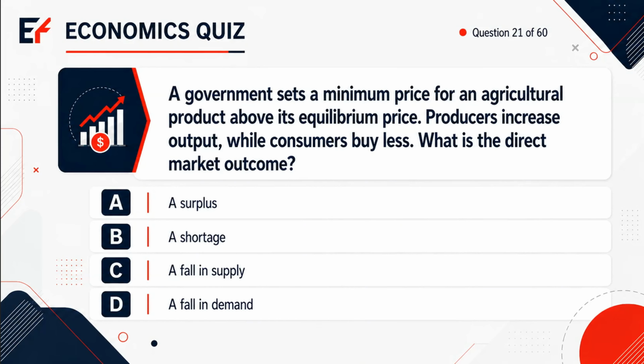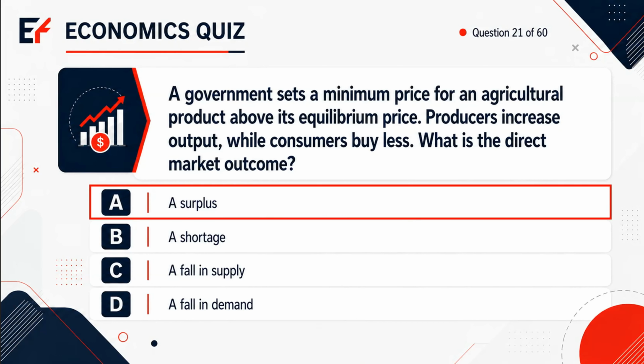D, a fall in demand. The correct answer is A. Let's follow the price floor effect. A minimum price set above equilibrium is a binding price floor. At that higher legal price, producers are willing to supply more, but consumers are willing to buy less.